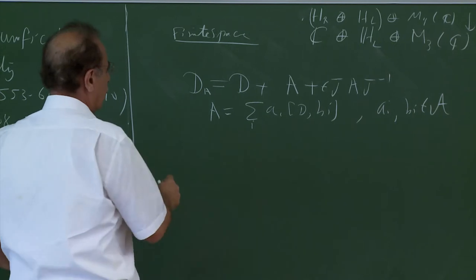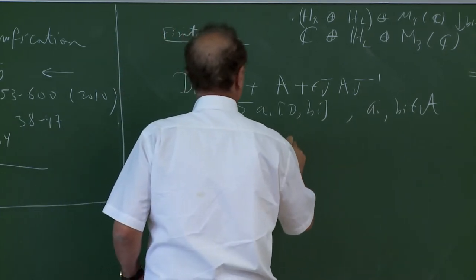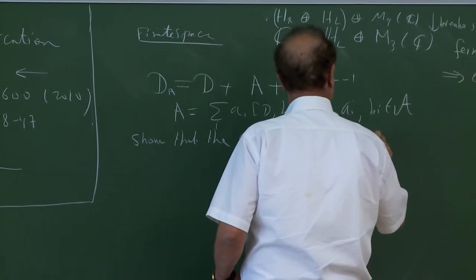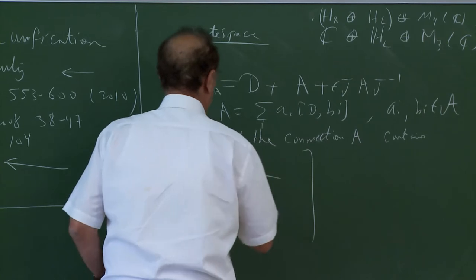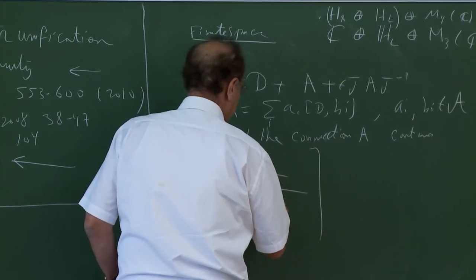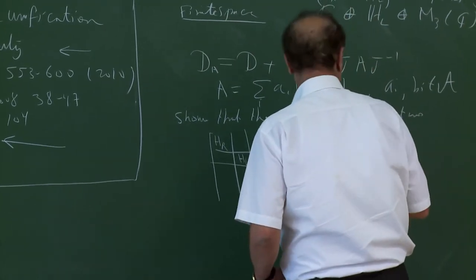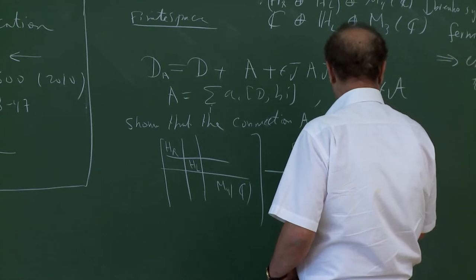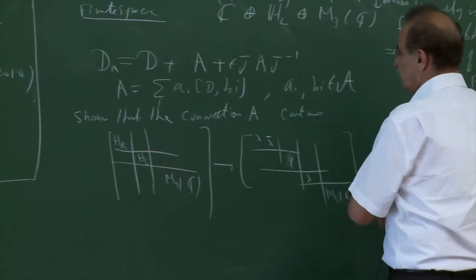So this gives all connections, and then we have shown that the connection A contains the following. Let me give you a drawing. Let me assume this is H right, H left, and then here M4 of C, which is broken into terms of the form lambda, lambda bar. Then here is the quaternion Q, and here I have the same lambda, and here I have a 3 by 3 matrix. So these are the elements of the algebra. A tree takes this form.